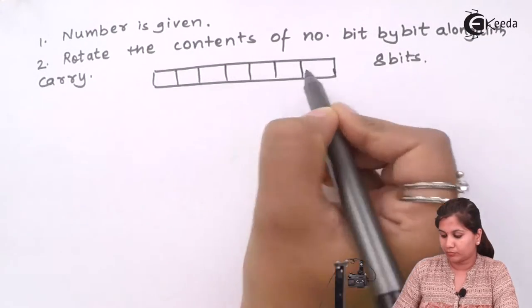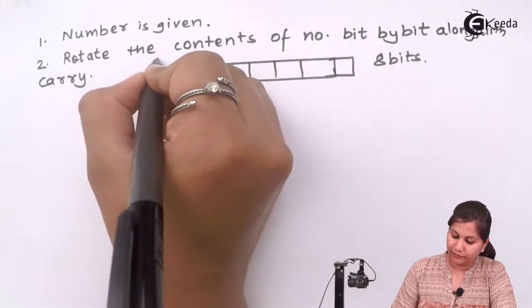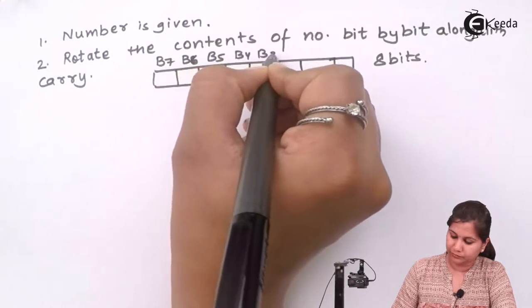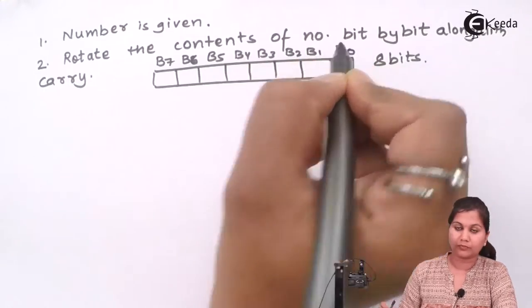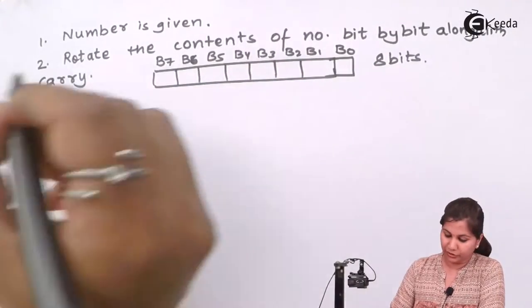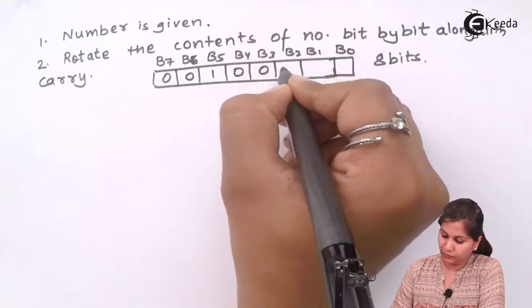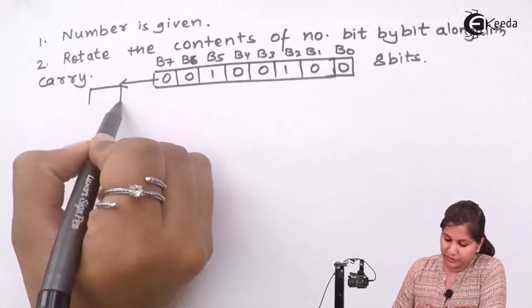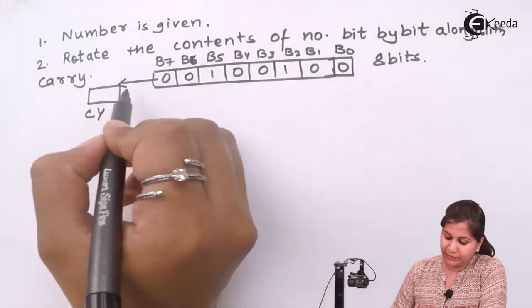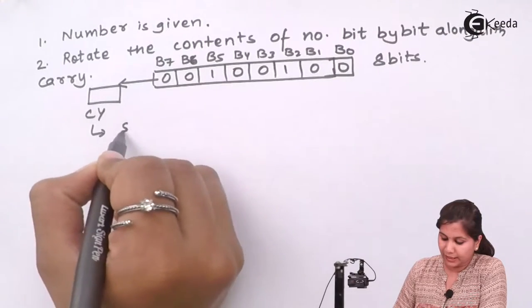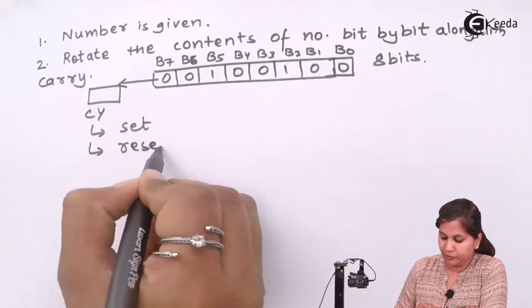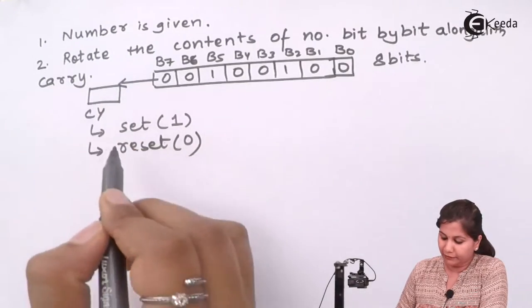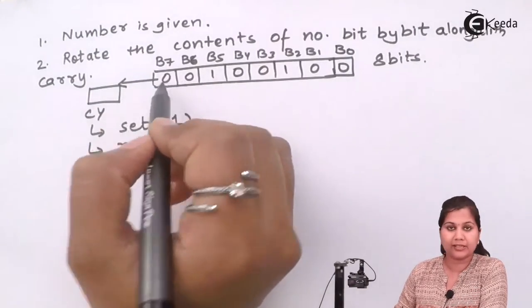Now if these bits are rotated, suppose that we are using the same number 0010 0100. This bit will be shifted along with carry as we have to rotate. So this bit will come in the carry flag. We will check whether the carry is set or reset. There will be two conditions. Set means it is 1 and reset means it is 0. Now when this bit is shifted in carry flag, it will be reset. Reset means that bit is 0.